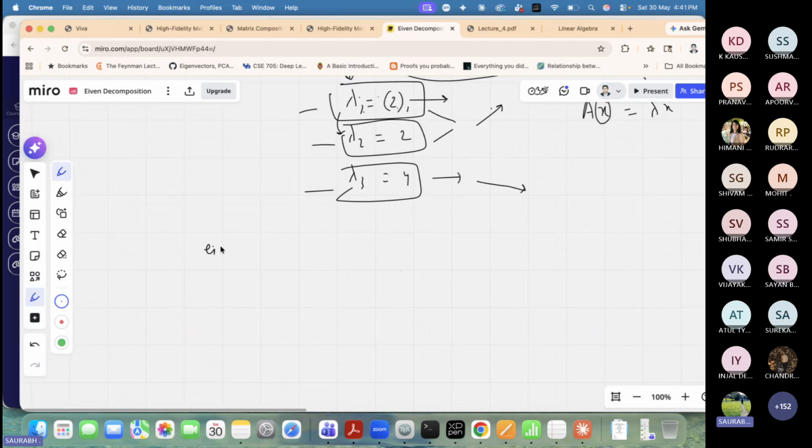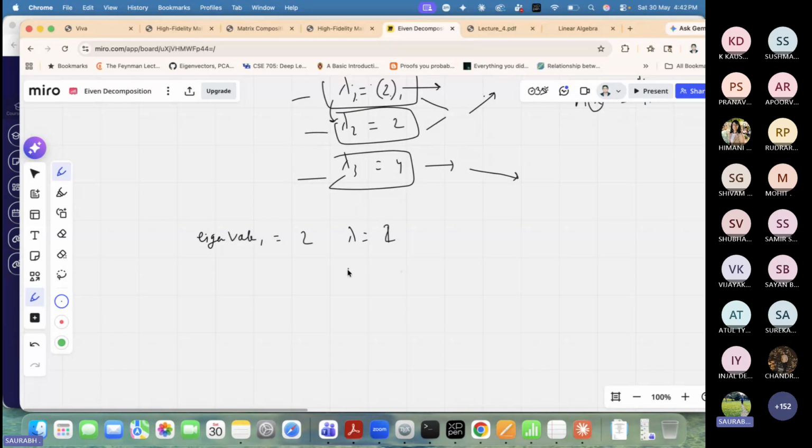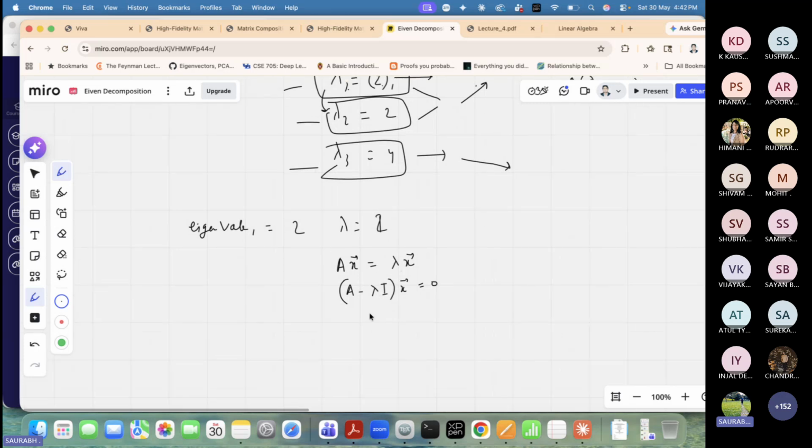Now, to find the eigenvector, we first take the first eigenvalue. So eigenvalue 1 is equal to 2, or let's say lambda is equal to 2. Given that Ax equals lambda x, we found that (A minus lambda I) times x equals 0. In this case, because the value of lambda is 2, we just feed it in, so it would be (A minus 2I) times x equals 0.